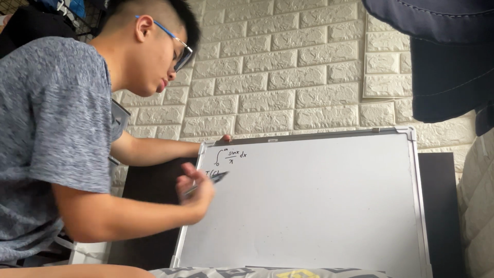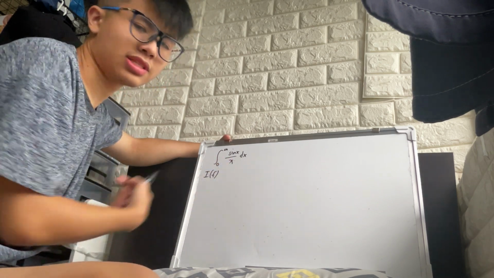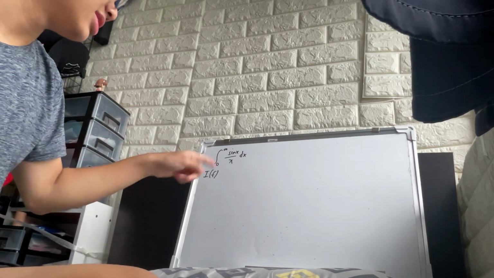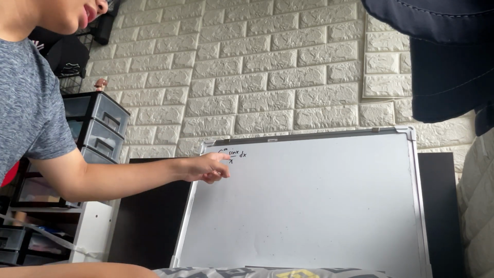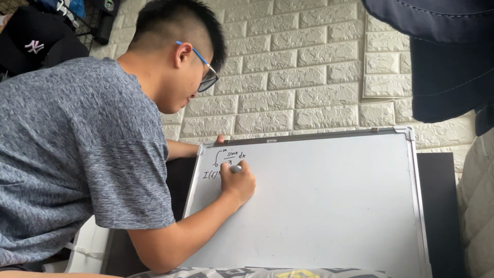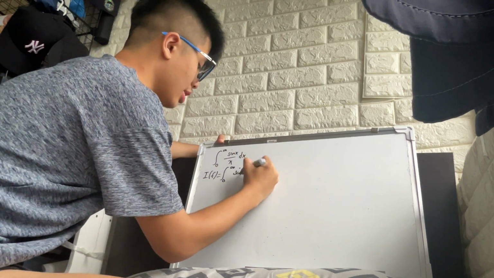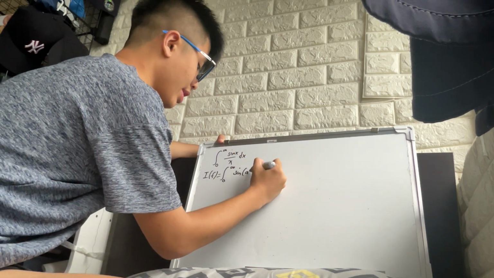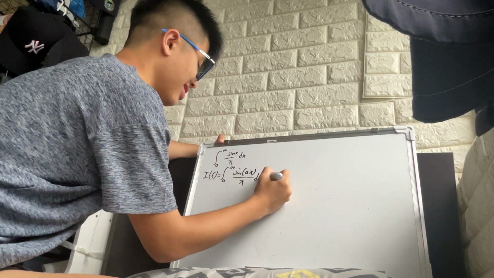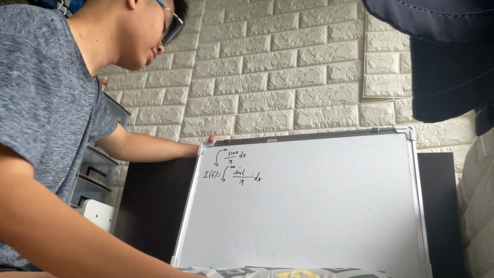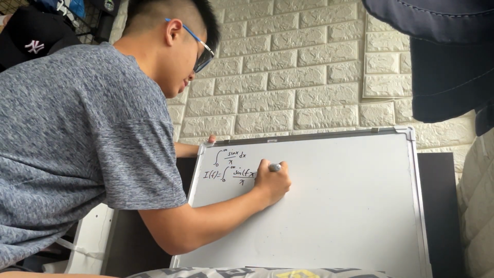It will be way better if we don't have this x here, because if we don't have the x, it will be way easier to integrate. But we're gonna multiply by some function. So first, I'm going to try sin of fx over x, with f as our variable.